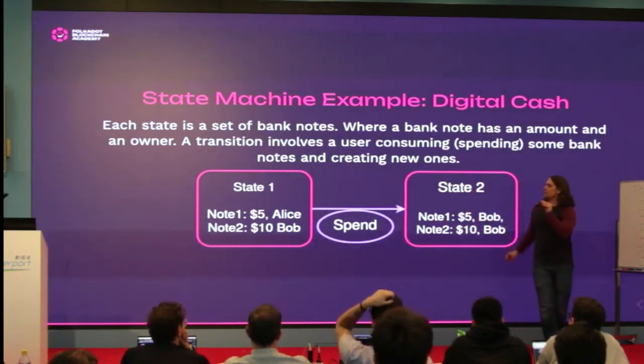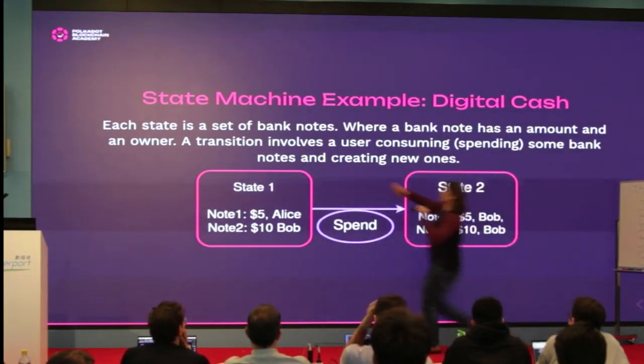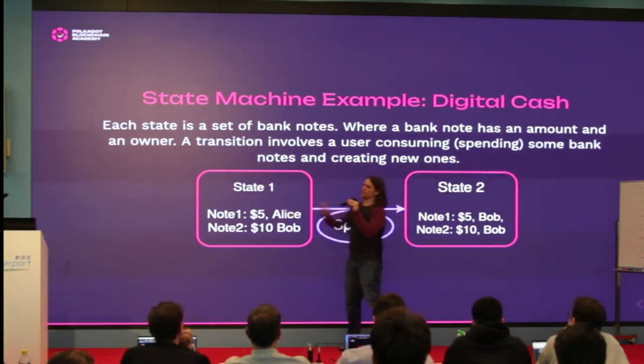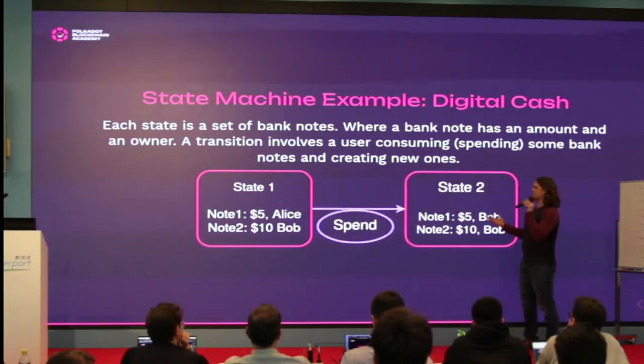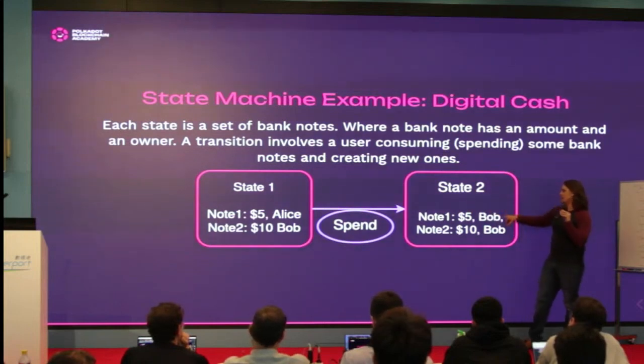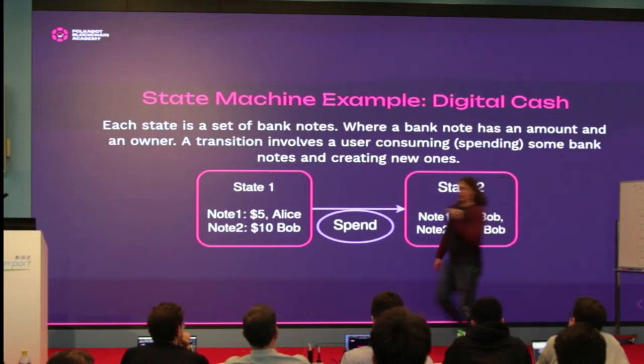So typically what happens when you're spending is you choose some of these things, destroy them completely, and then you add some new ones in over here. And so what we can see is that Alice basically paid $5 to Bob. Now this note is a $5 note owned by Bob. Cool.